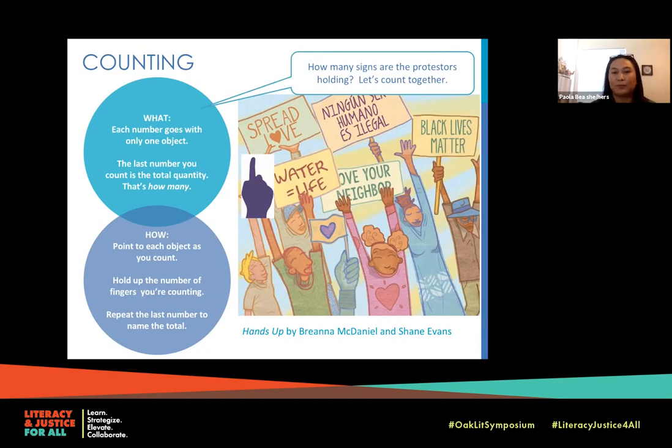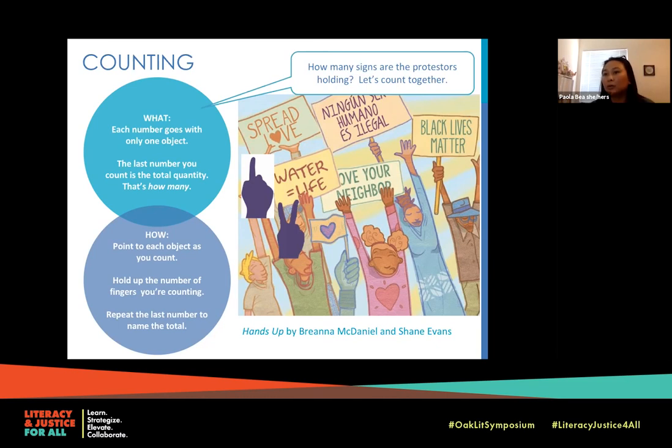After a few more of these, we're going to show you. We can reinforce this by pointing at one object as we count. And when we ask how many, that's the idea of cardinality, right? The last number that you counted is the total number of the objects. So how can we help our children? Point to each object as you count. We're going to try that.